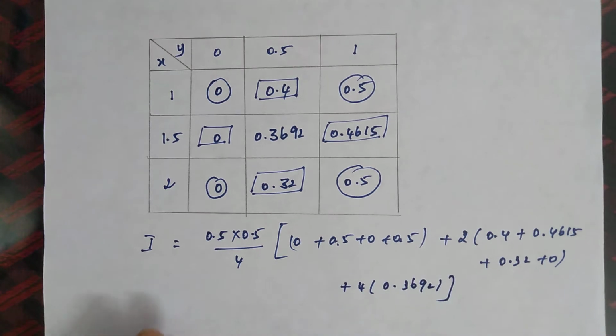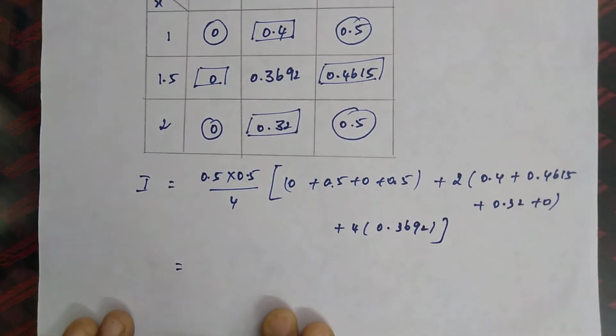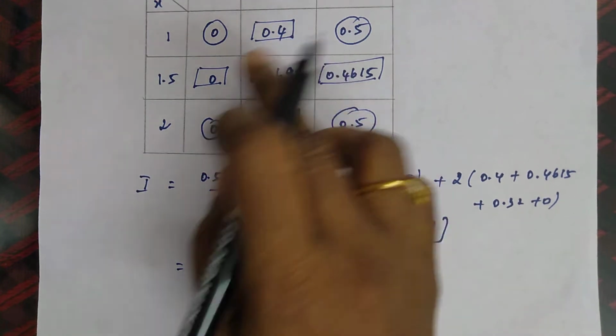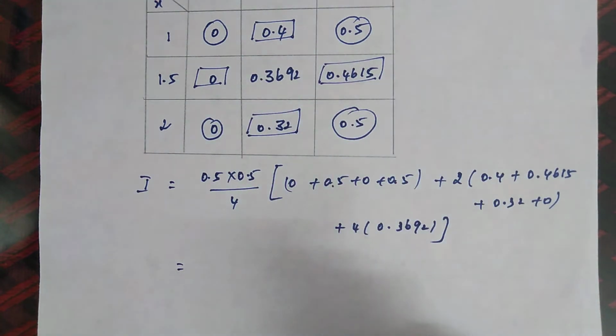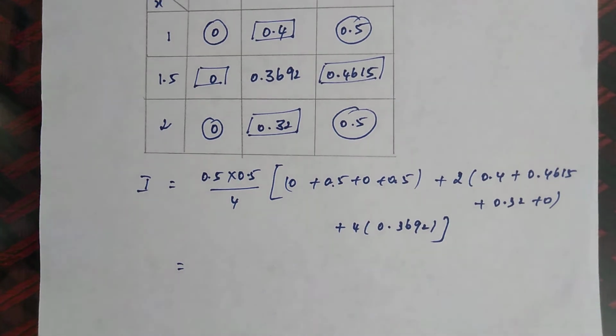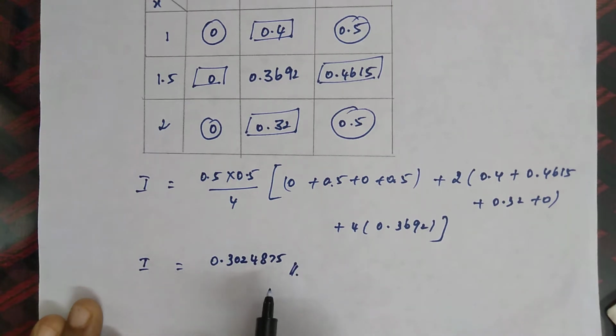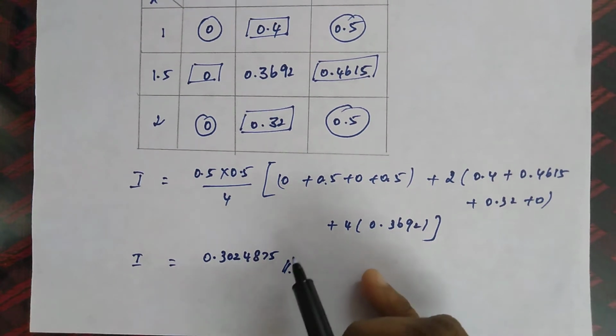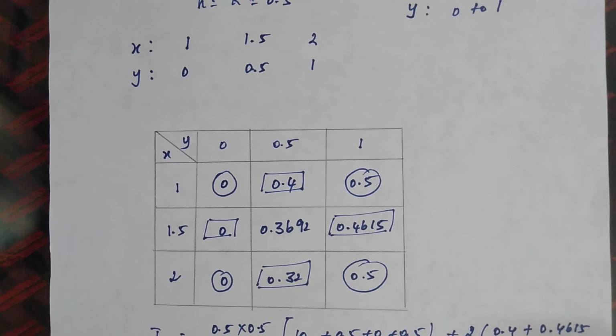Okay, plus 4 into remaining values, that is the middle values, 0.3692. Okay, so after substituting all the values in the formula, easily we can remember the formula, because I is equal to hk by 4, sum of the 4 corner values, plus 2 into sum of the values in the rectangular box, plus 4 into remaining values. Okay, so substituting all the values, after using the calculator, we can get the answer as 0.3024875. Okay, so this is the value under trapezoidal rule. So the answer is 0.3024875.